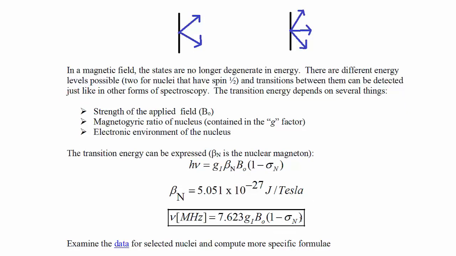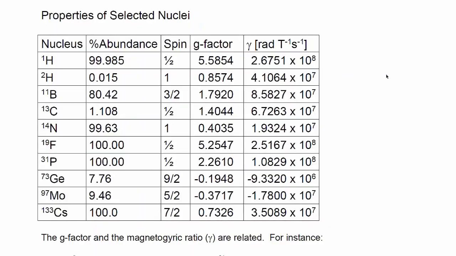Let's take a look at some specific nuclei just to see what the G factors would be. Here's a table of nuclear properties. And we see listed the identity in the first column, then in the second column, the relative abundance in nature for that particular nucleus. The spin, this is the value of I that we've discussed so far. And then the G factor. And then I'll also include the actual magnetogyric ratio. It's the same information as the G factor, but just presented in different units.